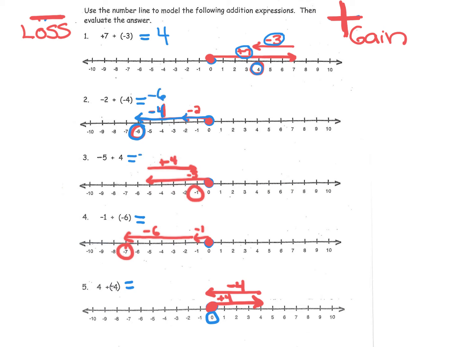For number 3, your answer is negative 1. For number 4, your answer is negative 7. And for number 5, your answer is 0. A positive 4 and a negative 4 are opposites, and opposites zero each other out. Now turn to page 15.